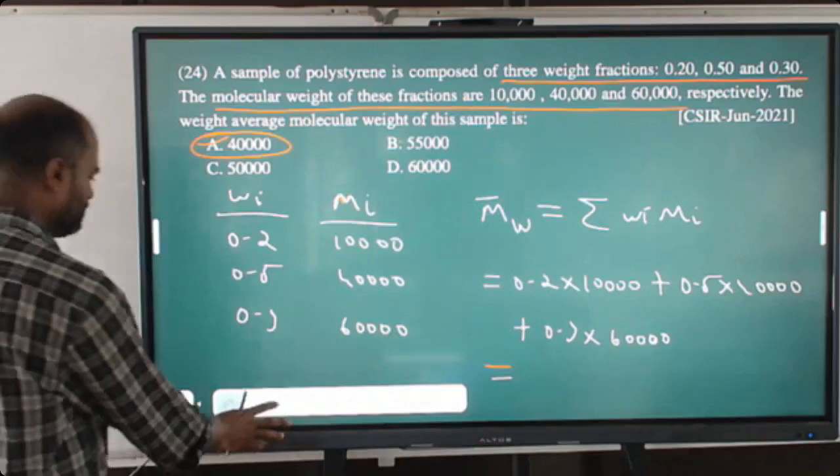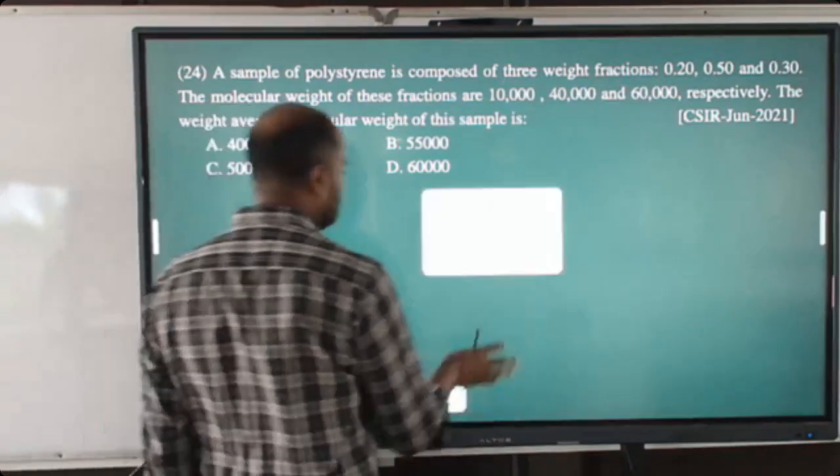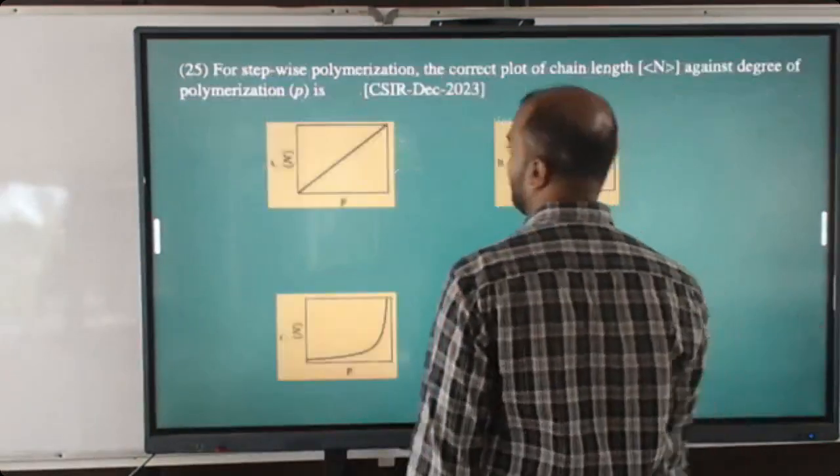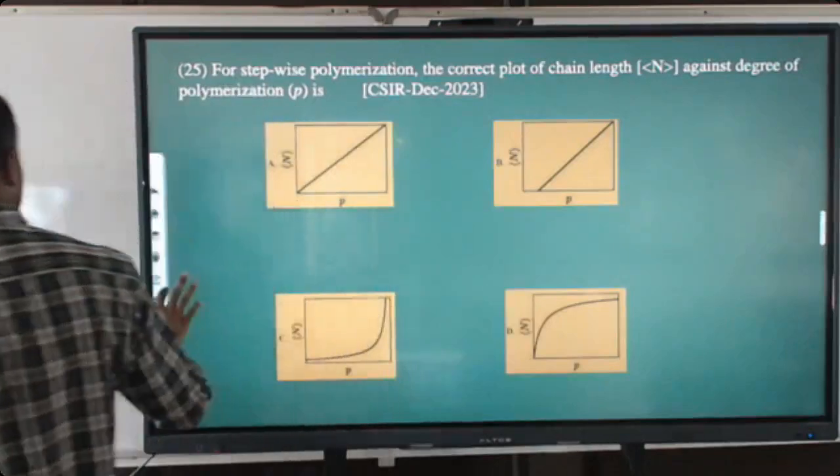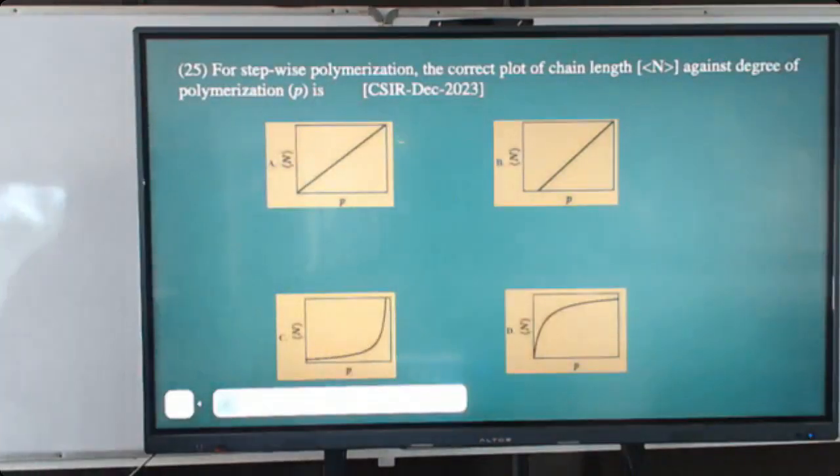Easy. It's 25. For stepwise polymerization, the correct plot of chain length n against degree of polymerization p.